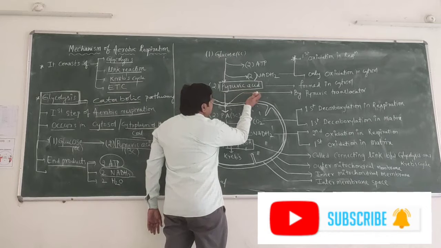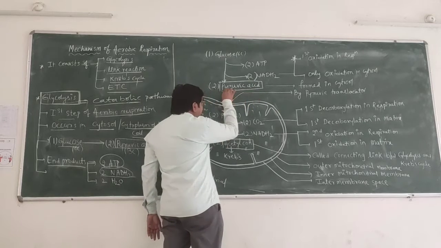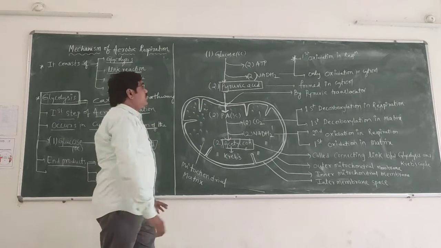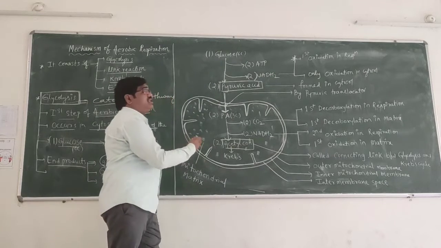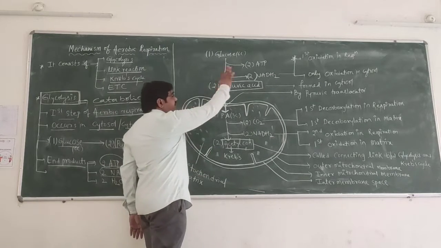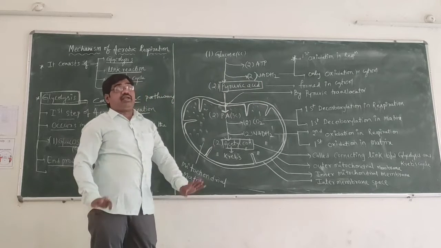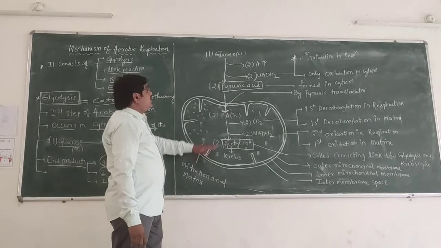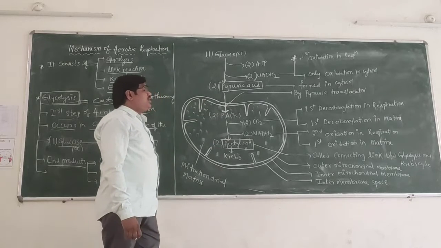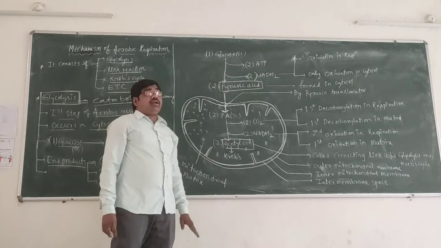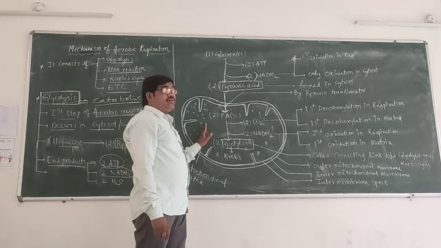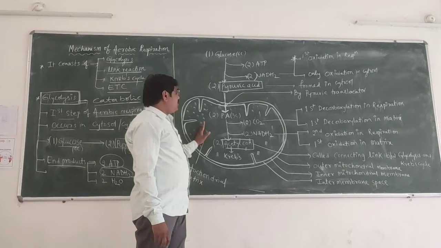When pyruvic acid is formed in the cytosol, it enters the mitochondrial matrix. In the structure of the living cell, there are different types of cell organelles. One of the most important organelles is the mitochondria. The mitochondria is the powerhouse of the cell.